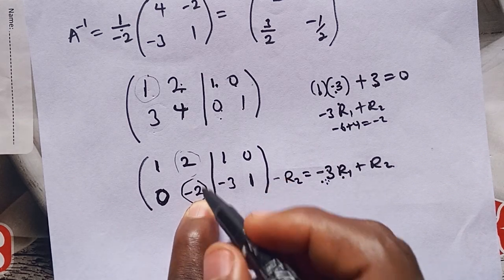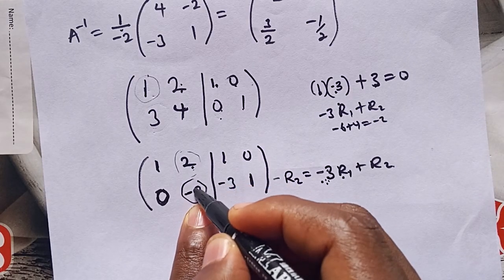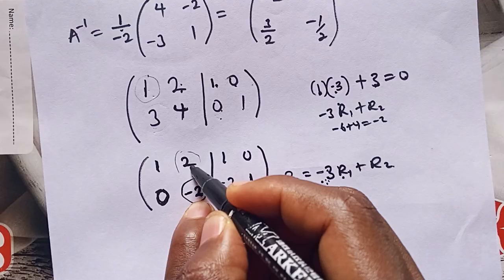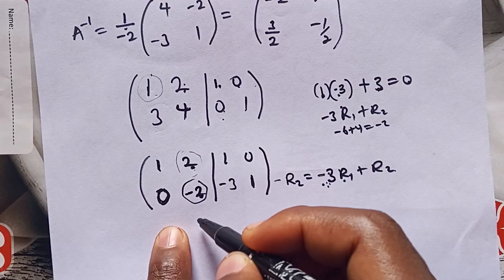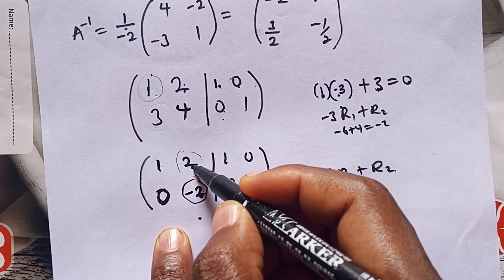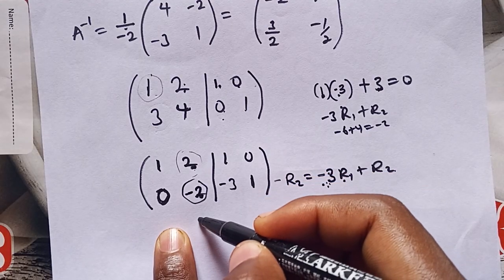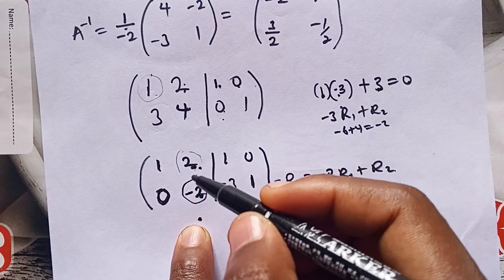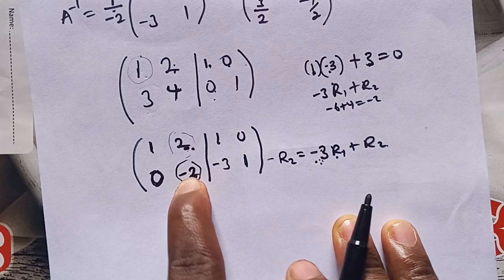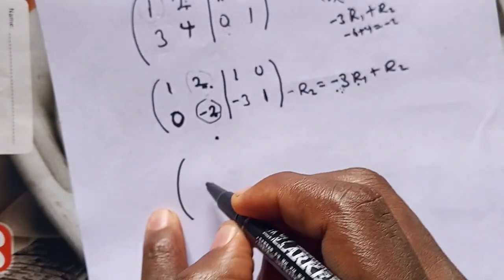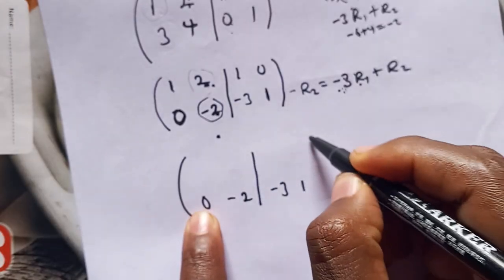So I will use this leading variable and make any value. Since this is the leading variable, I will now make 2 to be what? 0. Okay, now remember, if this is a leading variable, then any value under it or above it must be what? 0. You use this leading variable to make those values under it or anyone above it to be what? To be 0. So since minus 2 is now the leading variable, let's rewrite it first before we now do something. So 0 minus 2 minus 3 1.